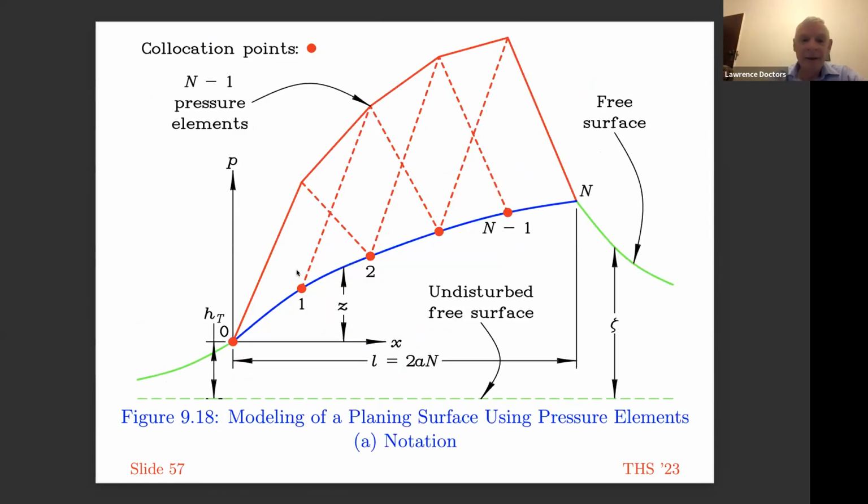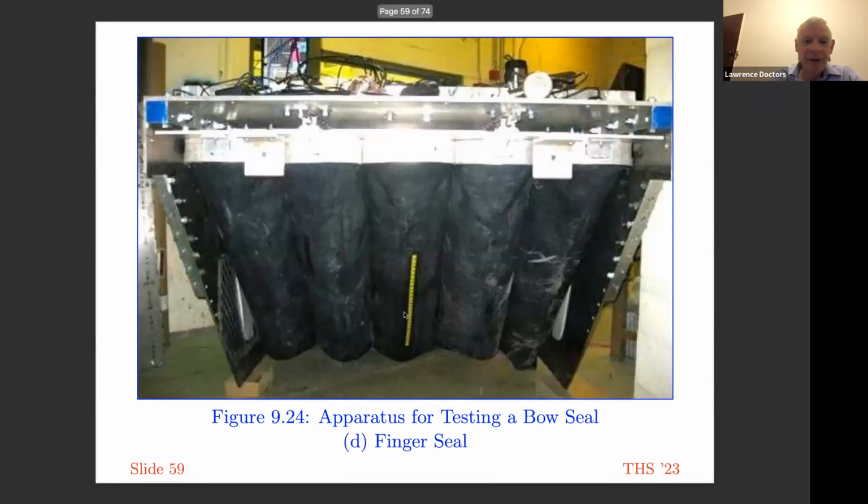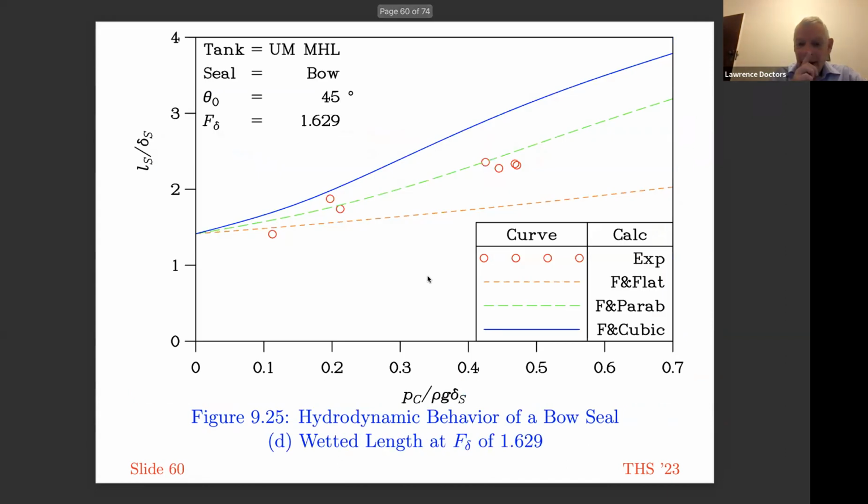In the theory, one has to apply a pressure distribution, which I've shown there. And you have to calculate that. That's all in the computer program. We did a separate set of experiments in the towing tank at the University of Michigan to test the theory. This shows you a membrane seal that was tested. And this shows you a system with 5 fingers, which was also tested in the towing tank at the University of Michigan. And I've got 2 or 3 more slides, which I'll show you, and then we can go to question time.